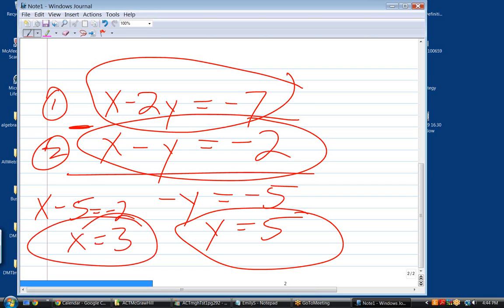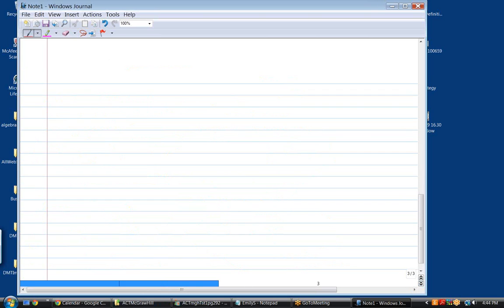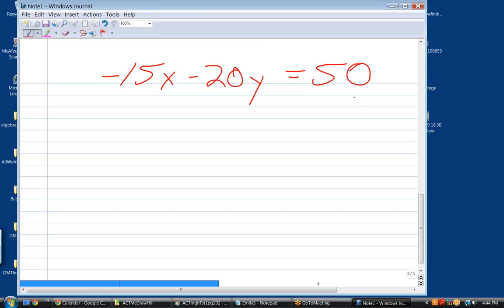All right, my elimination problem, the first equation is negative 15x minus 20y equals 50. Okay, that's equation number 1. And then equation number 2 is 5x plus 30y equals 100. Plus 30y? Yes.